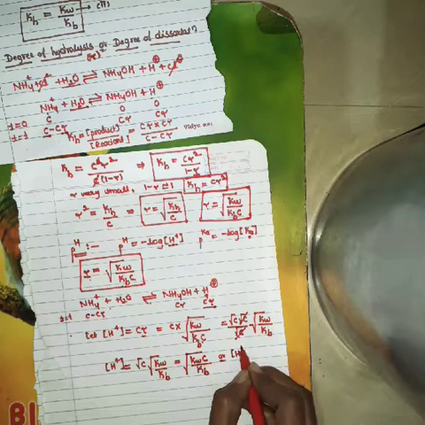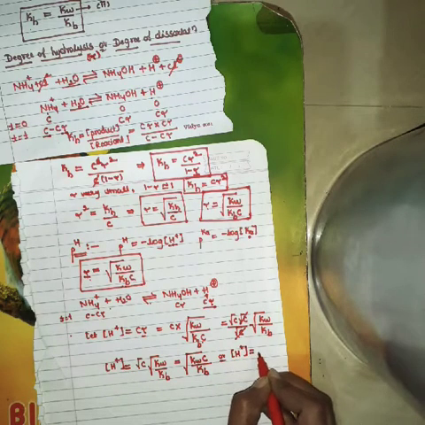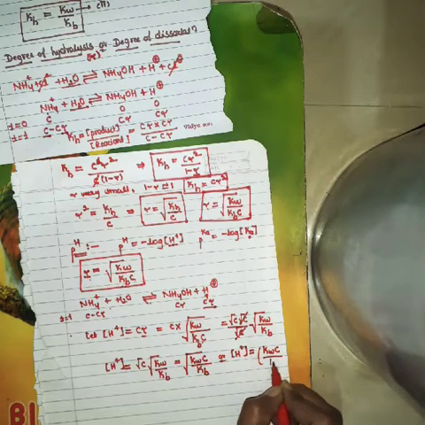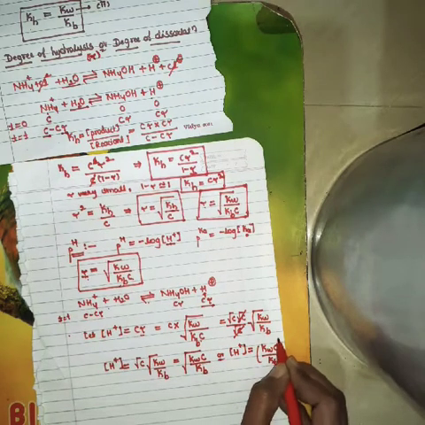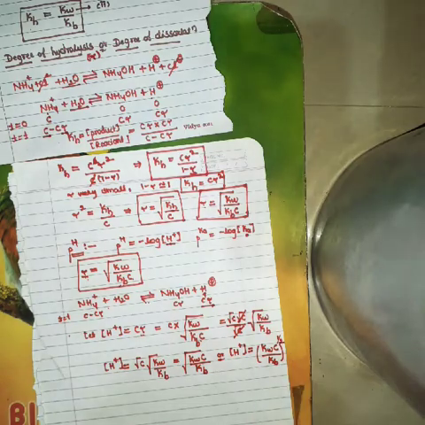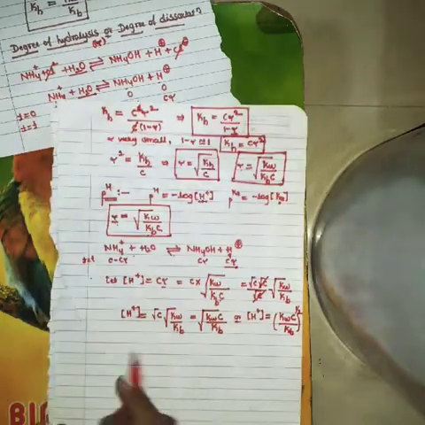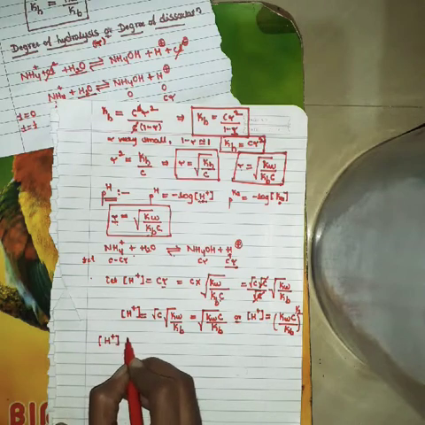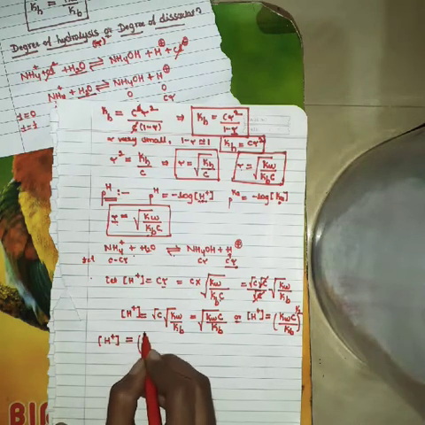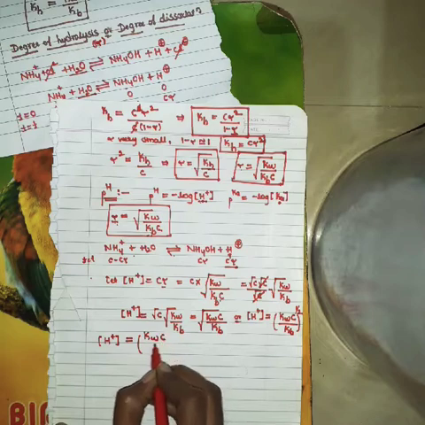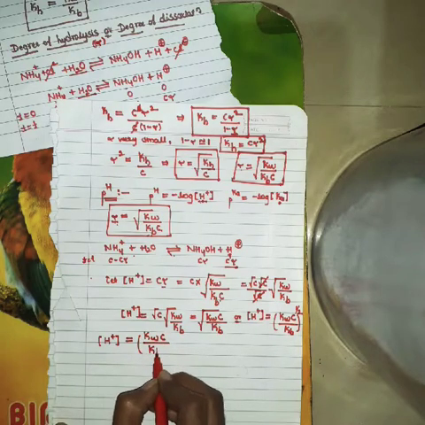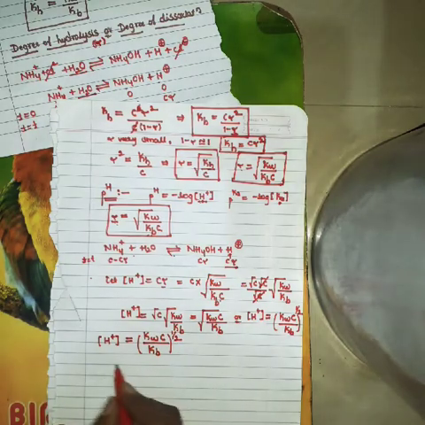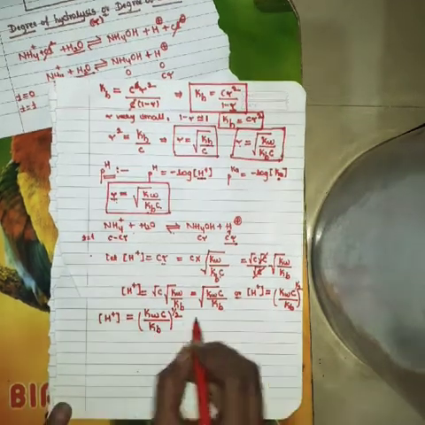The concentration of H plus is equal to Kw into C divided by Kb raised to 1 by 2. Root means raised to 1 by 2. See here, once again I will write the H plus concentration, which is equal to Kw into C divided by Kb raised to 1 divided by 2. This is the total equation. Then apply log.